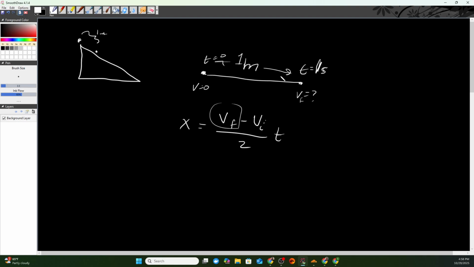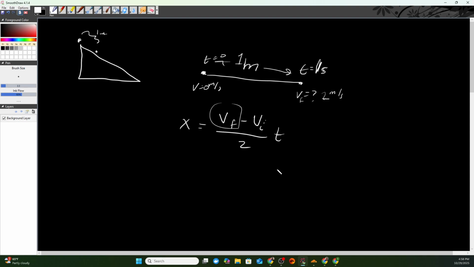You could also, some people can do mental math and say, hey, how do I go 1 meter in 1 second? Because remember, this is 1 second. They would say, well, I would go 1 meter per second, but it's under acceleration, so an average of 1 meter per second, which tells me that this is probably 2 meters per second, this is 0 meters per second, and on average I was in the middle at 1 meter per second. So my final speed was 2 meters per second.